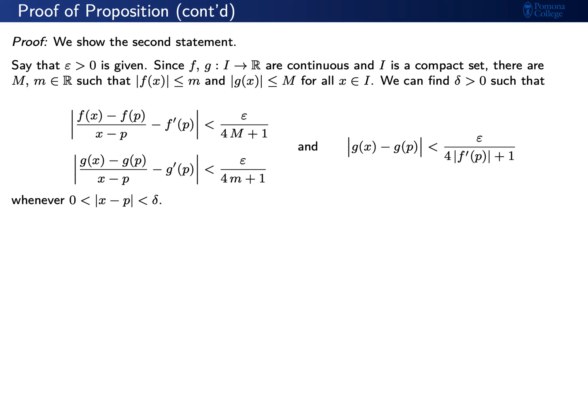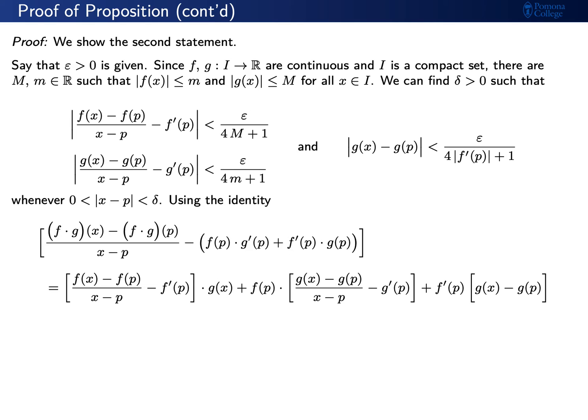Moreover, we can find a positive delta such that we have the following inequalities that you see here on your screen. And notice that here we have, for example, epsilon over 4 times capital M plus 1, and epsilon over 4 times the absolute value of f prime of p plus 1, whenever x minus p is between 0 and delta. Now we use a very clever identity that allows us to consider each of these three inequalities you see at the top of your screen, and we write it so that we have, for example, f of x minus f of p over x minus p minus f prime of p, parentheses, times g of x, plus similar terms.